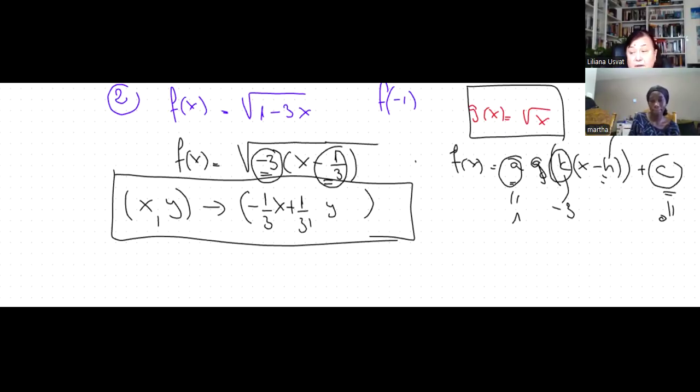Any questions here? If c was any other number, y would be affected. You'd have plus c here. You add or subtract. So if you have plus 3, you have y plus 3. If you have minus 3, you have y minus 3. Okay.